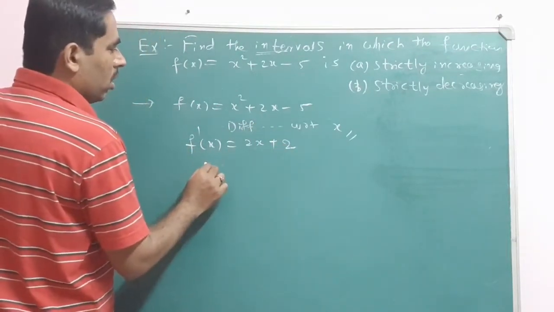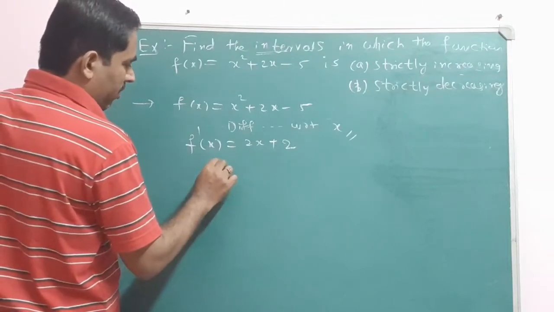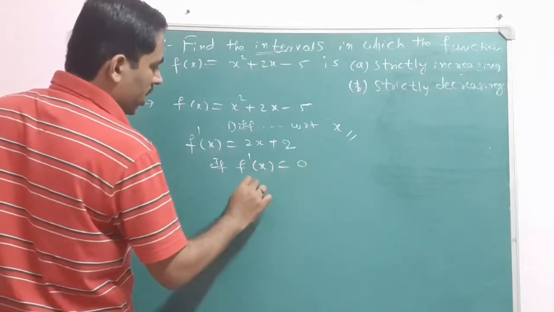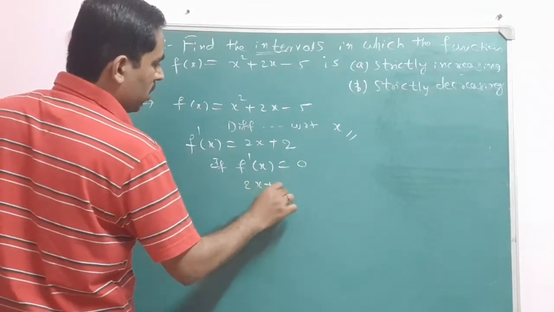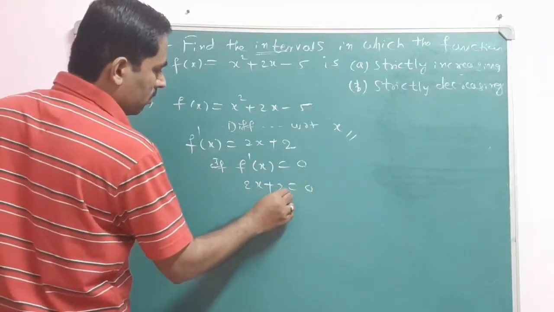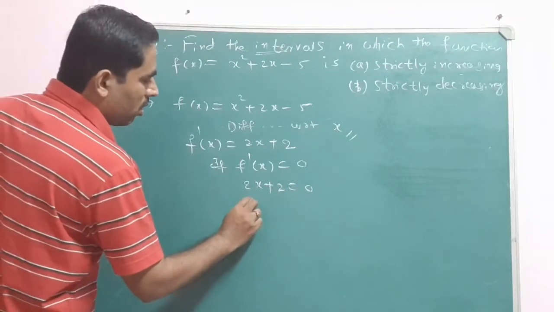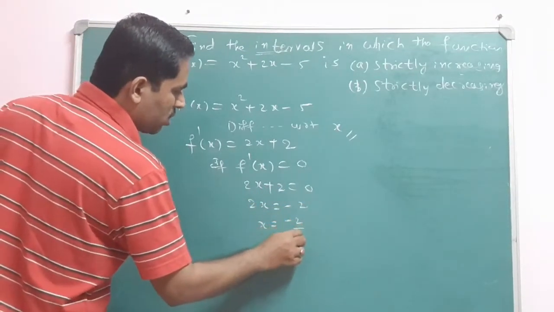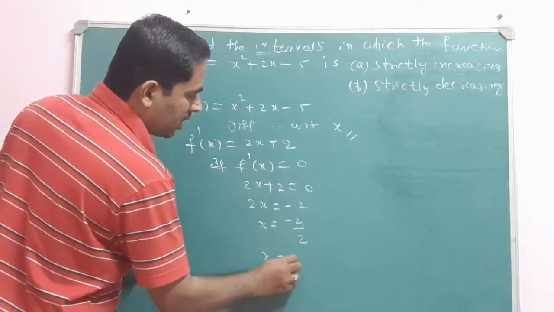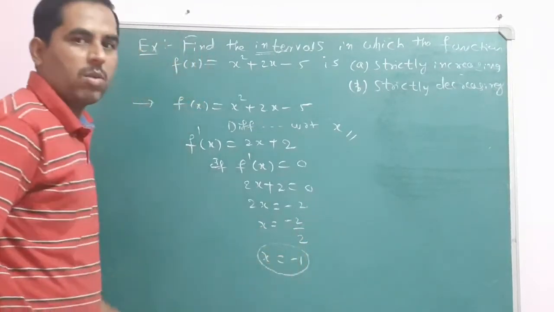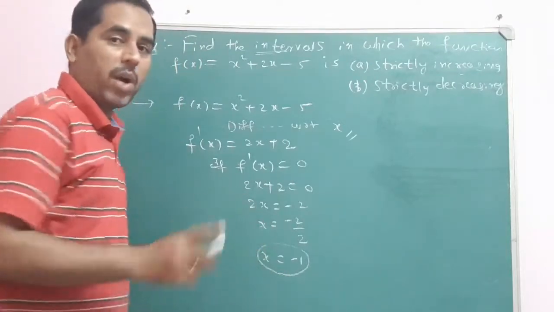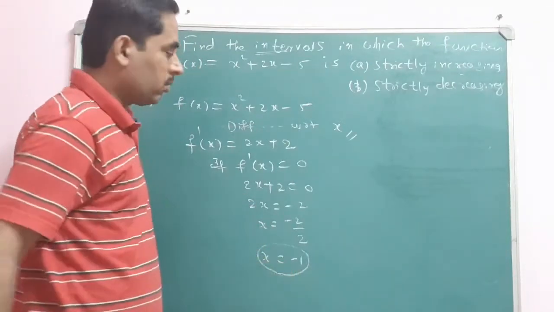Now, f dash x is equal to 0. That means 2x plus 2 is equal to 0, or 2x is equal to minus 2. If I solve for x, that is minus 2 divided by 2, so I get x is equal to minus 1. I got only one point. This is called the critical point.